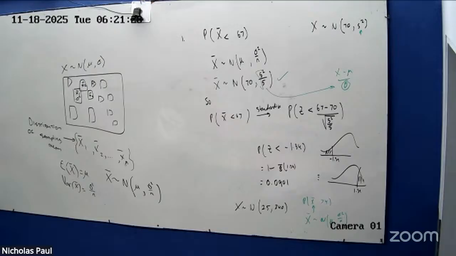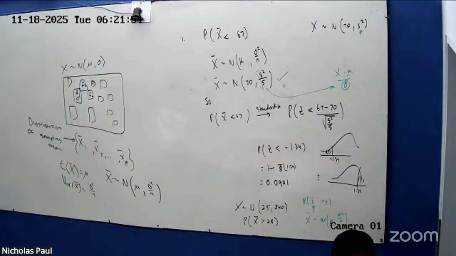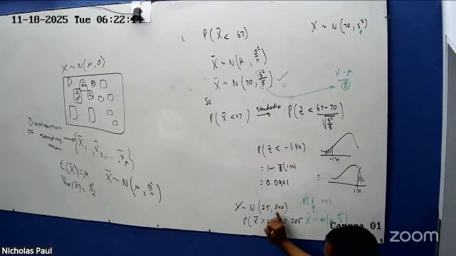Find the value of n to two significant figures, given that the probability of x bar is more than 28 is equal to 0.005. Right? I give you the variance, 340.